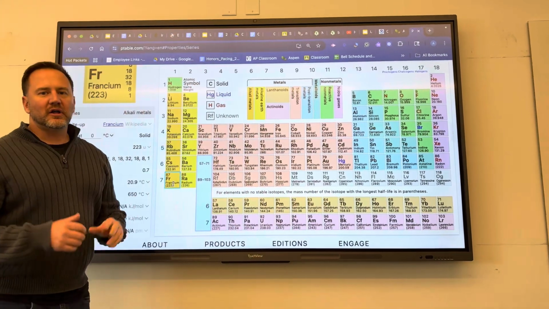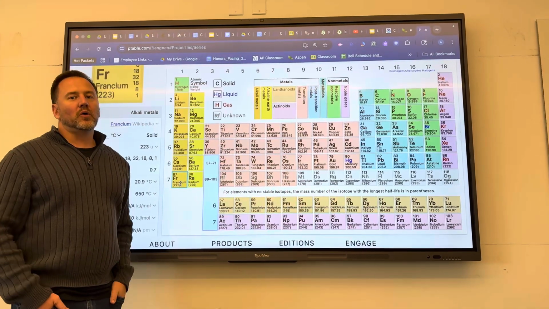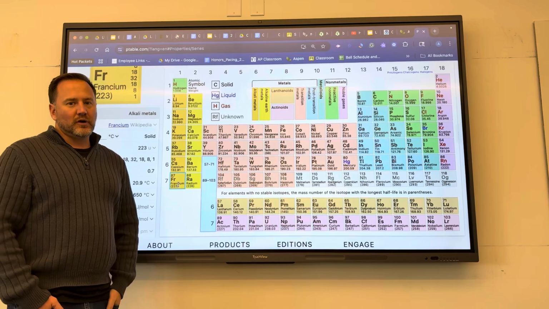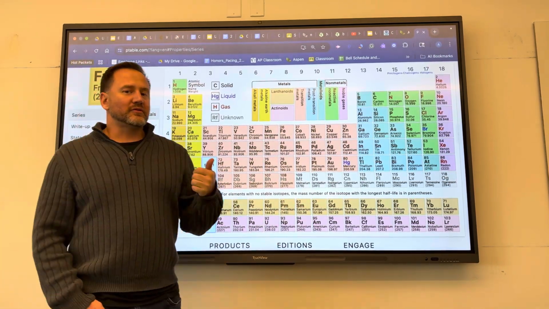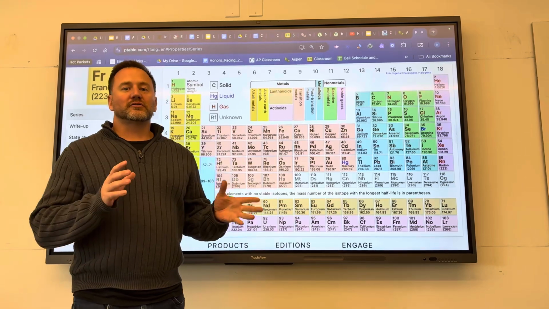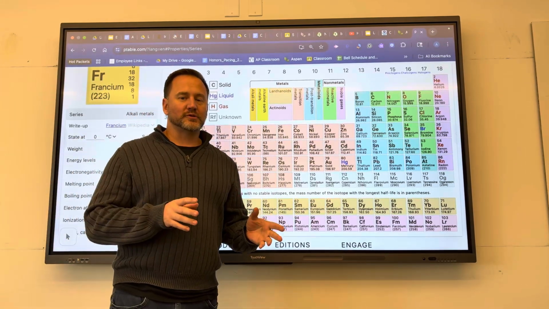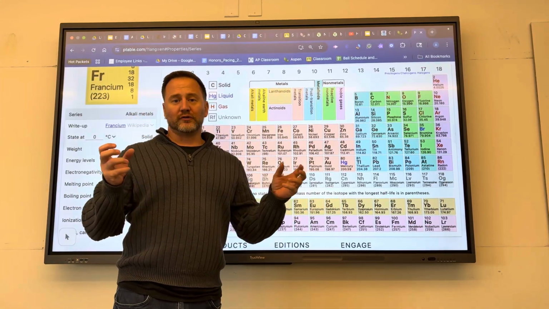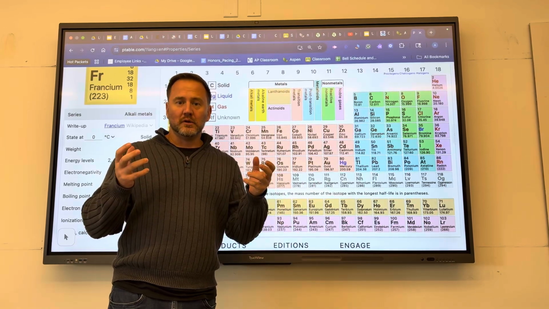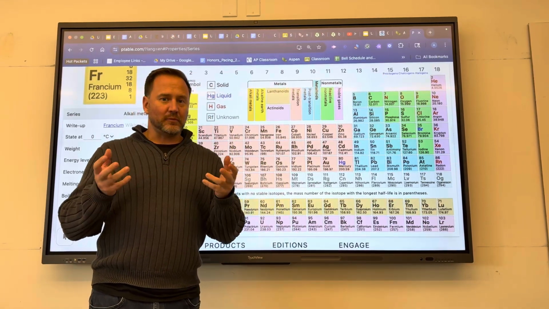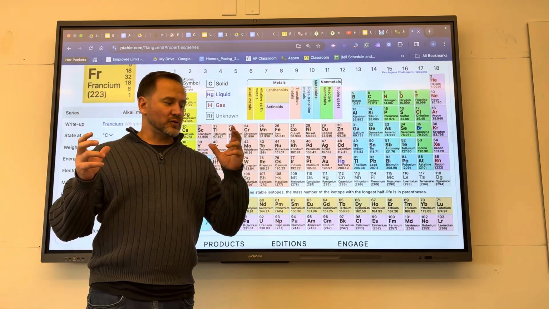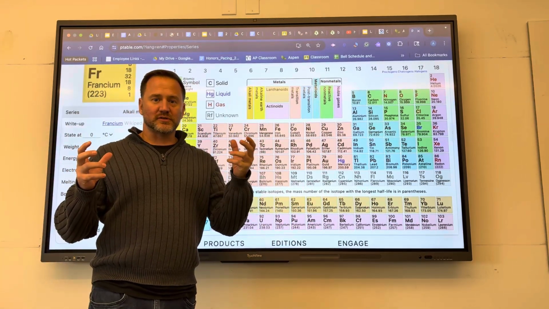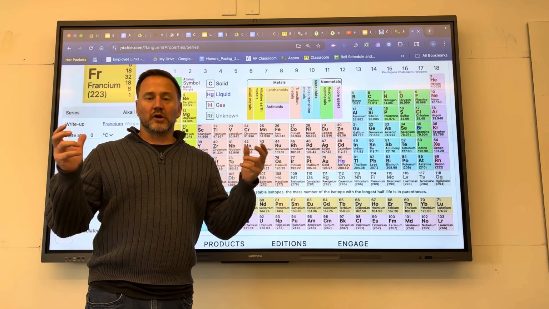So elements all have different properties, and today I want to talk about why each element has different properties than the other elements. And it really comes down to Coulomb's law. So Coulomb's law describes the strength of attraction or repulsion between charged particles. So if you have two positive charges, they repel. Two negative charges, they repel. But a positive and a negative charge will attract each other. And the stronger the magnitude of those forces or those charges, the stronger that attraction is.